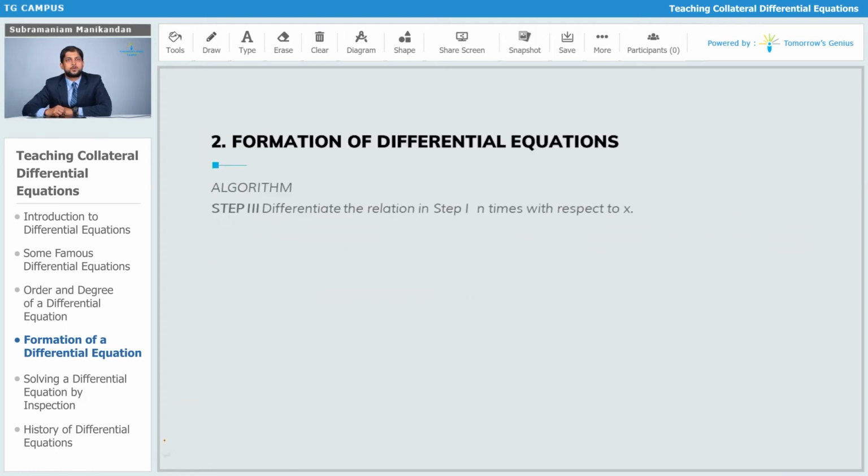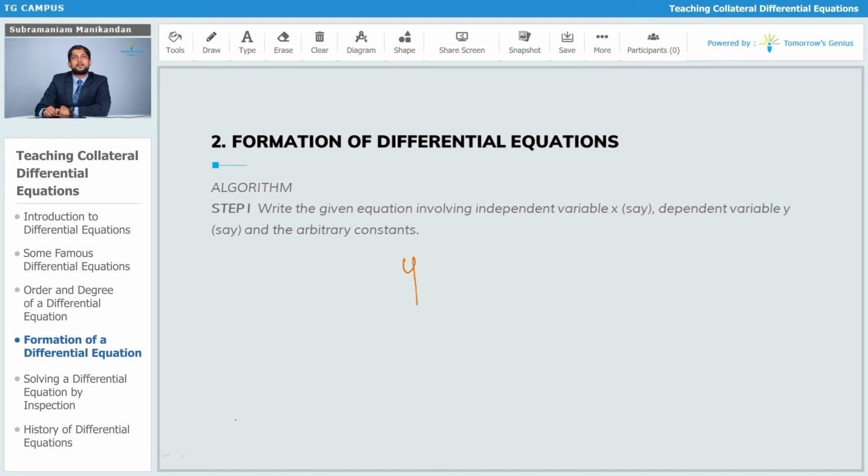Now let us go back to our algorithm's first step. Write the given equation involving the independent variable, the dependent variable, and the arbitrary constants. So I'll get y is equal to c1 e to the power of c2x. Now c1 is multiplied by the second term, so in that sense, it is an algebraic arbitrary constant. But the second arbitrary constant is trapped inside an exponent. We want it to be an algebraic term so that we are able to eliminate it by the process of differentiation. So what do we do?